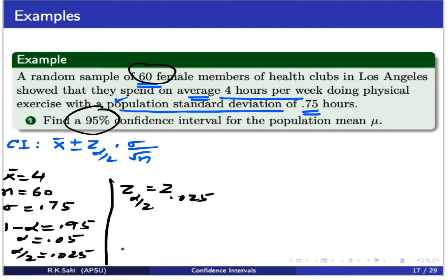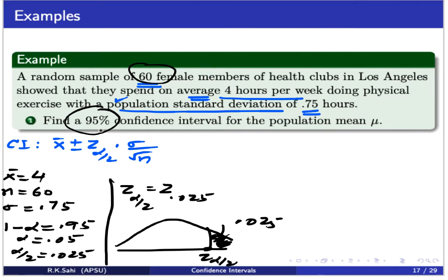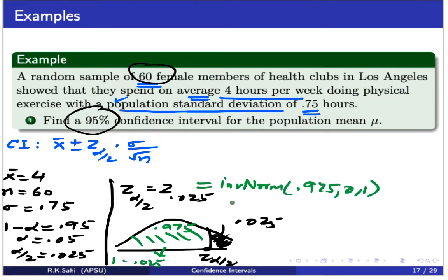Okay, now from here we need z alpha by 2, which is z 0.025. Now before we do the work, guys, we need to make sure, remember, to find z alpha by 2, this whole area to the right is 0.025. That means the area to the left is 1 minus 0.025, which is 0.975. So to find z alpha by 2, what are we going to do? Write inf norm 0.975, 0 and 1. What do we get?